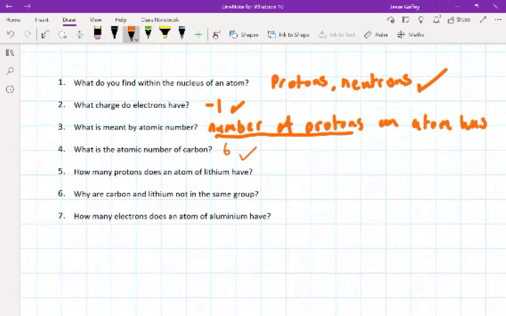How many protons does an atom of lithium have? Well, lithium's atomic number is 3, so it has 3 protons. Well done if you said that right. Again, if you said 7, then you're looking at the wrong number.